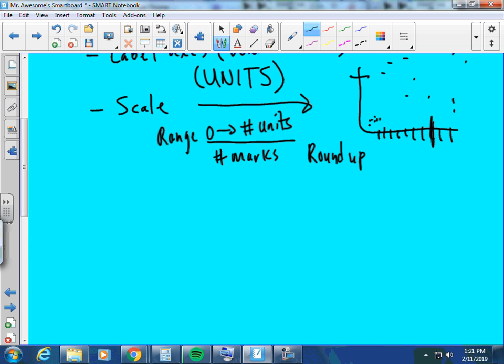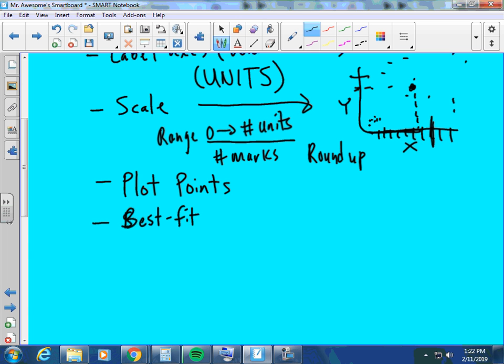So once we have that all set up, we need to obviously be able to plot points. What is the x value? What is the y value? Where do they meet? Okay, I'm going to put a point there. Plotting points, x and y. This is the x value. This is the y value. Once we have the points plotted, just like we did in our practice, we are going to have to make a best fit line.